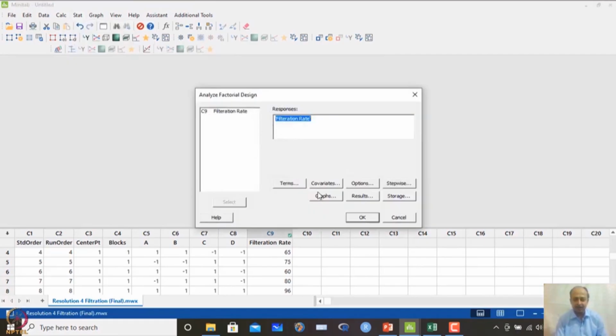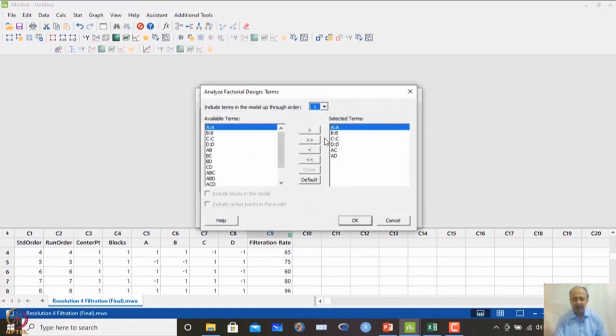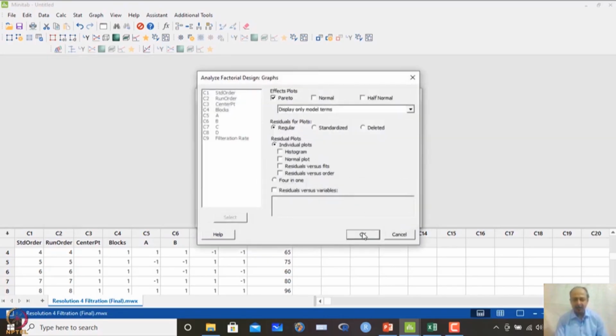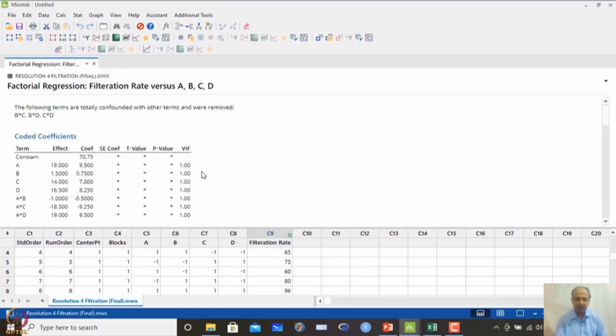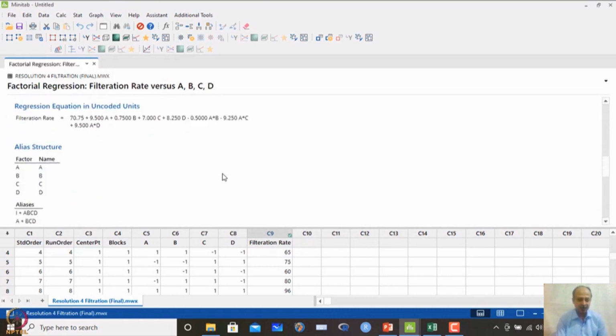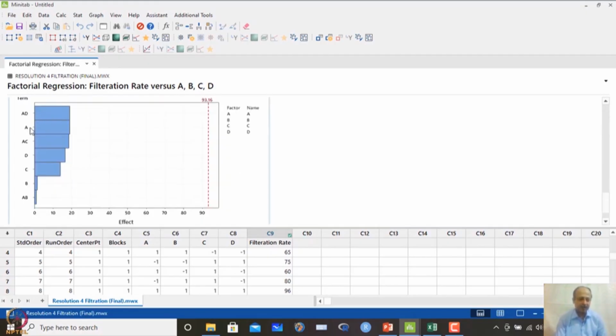So, you have to write what is the response, then you go to terms, and in this case what we are interested in, we can go to the second order terms, all terms we can see over here, and in graphs we can see the Pareto plots over here, and then click OK. What you see is that estimation is not done because we do not have degrees of freedom for error over here, but which is prominent we can see: A, C, D, AC and AD are prominent over here. So, B is not prominent, AB interaction is not prominent.